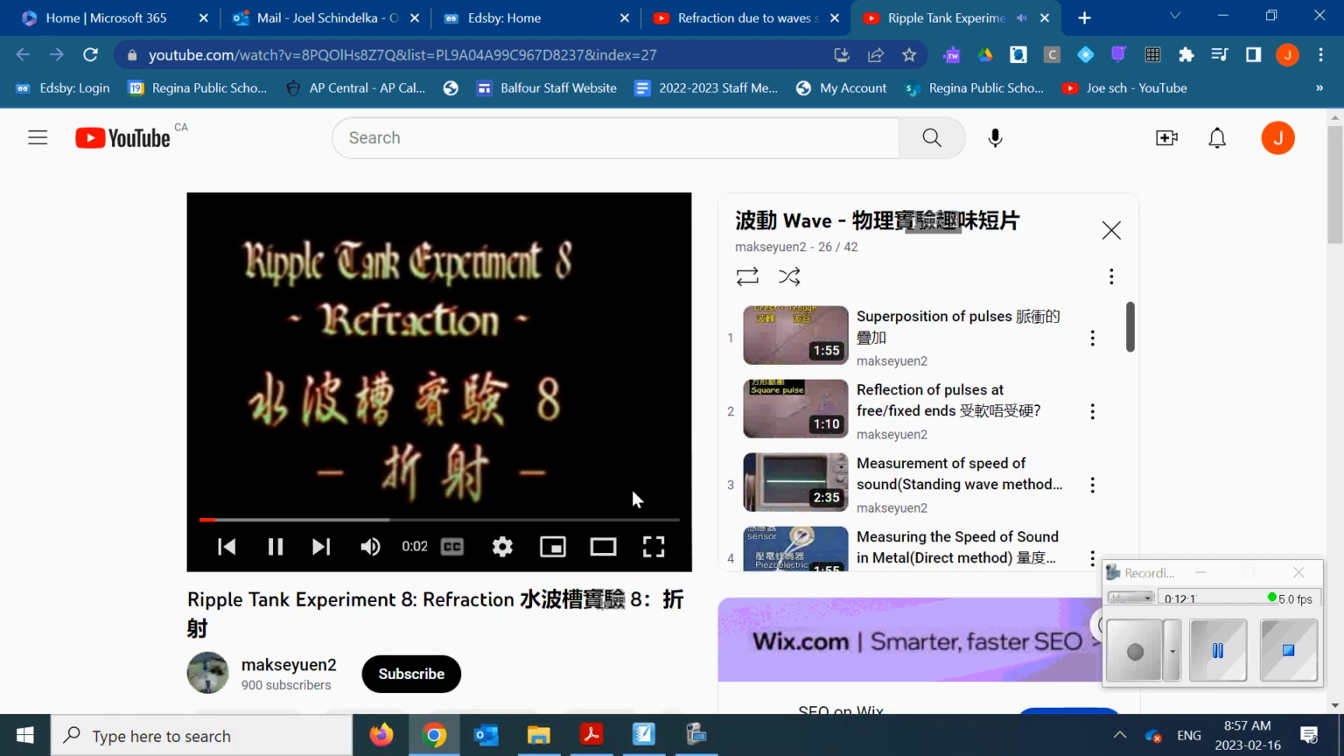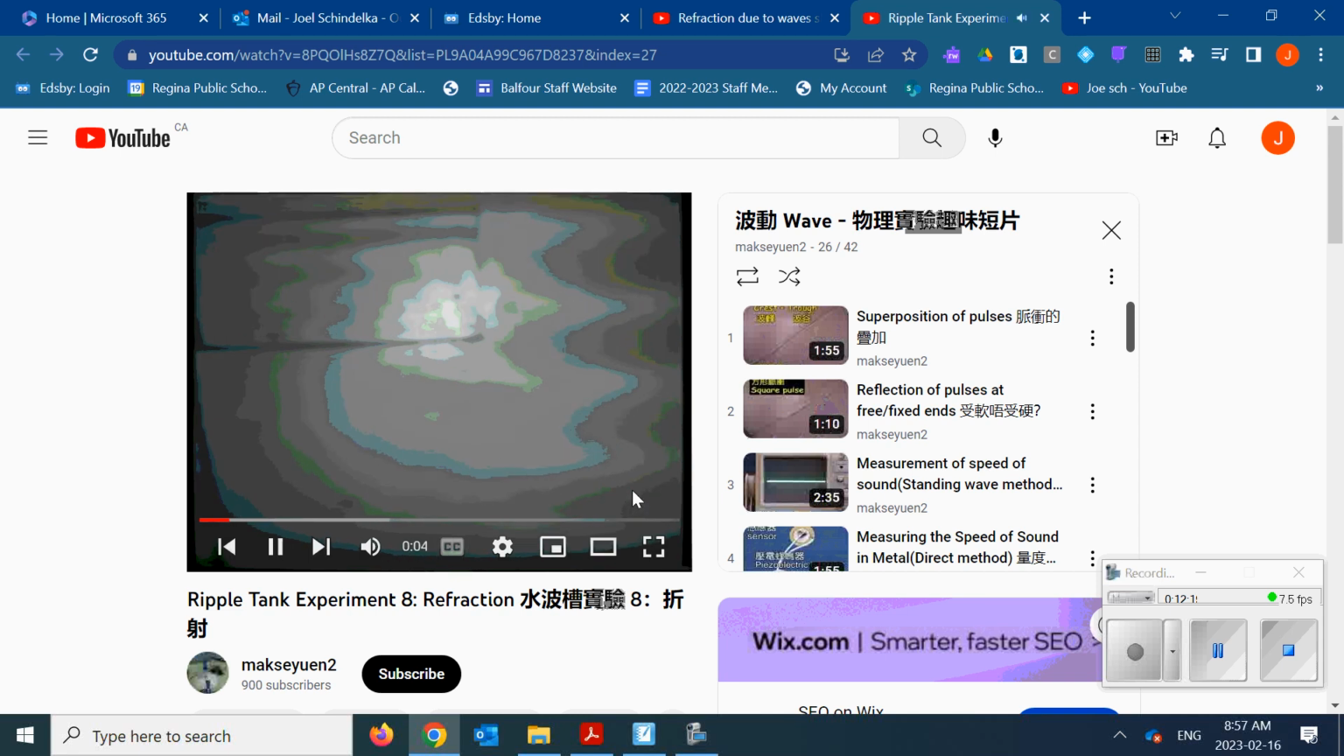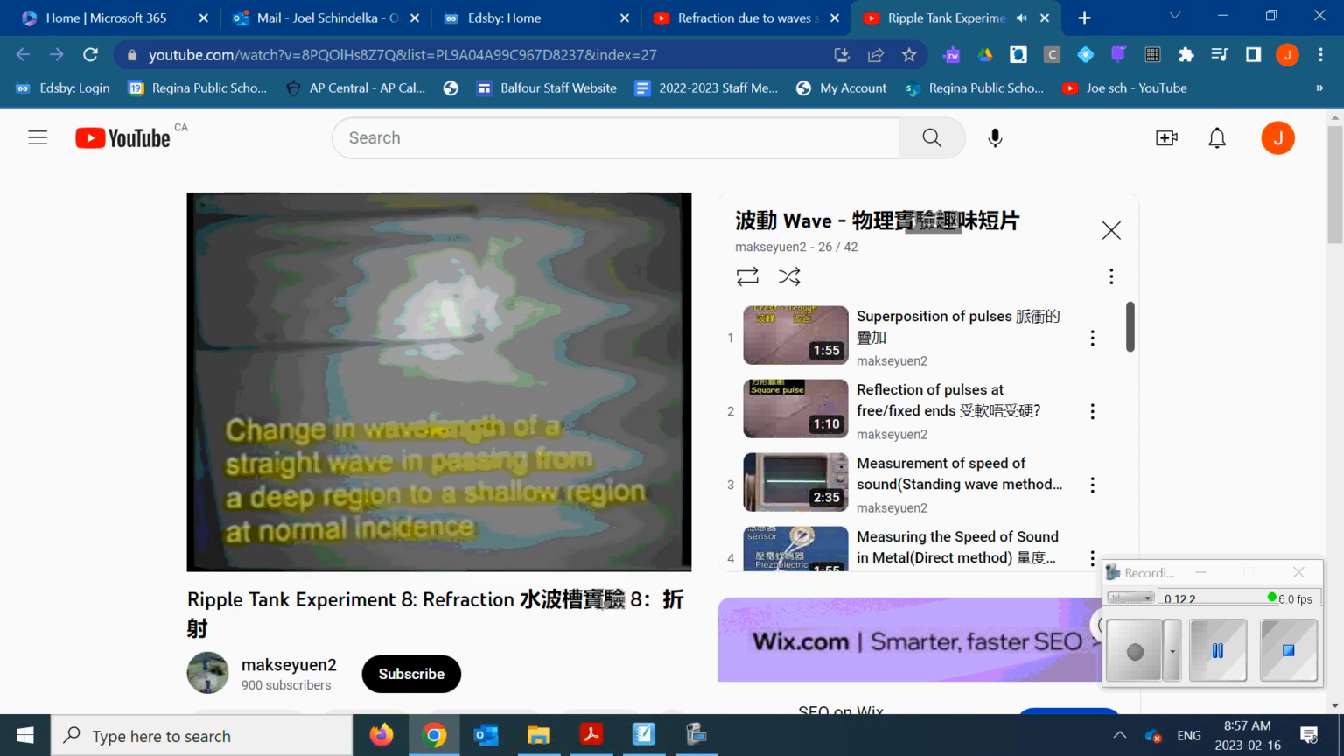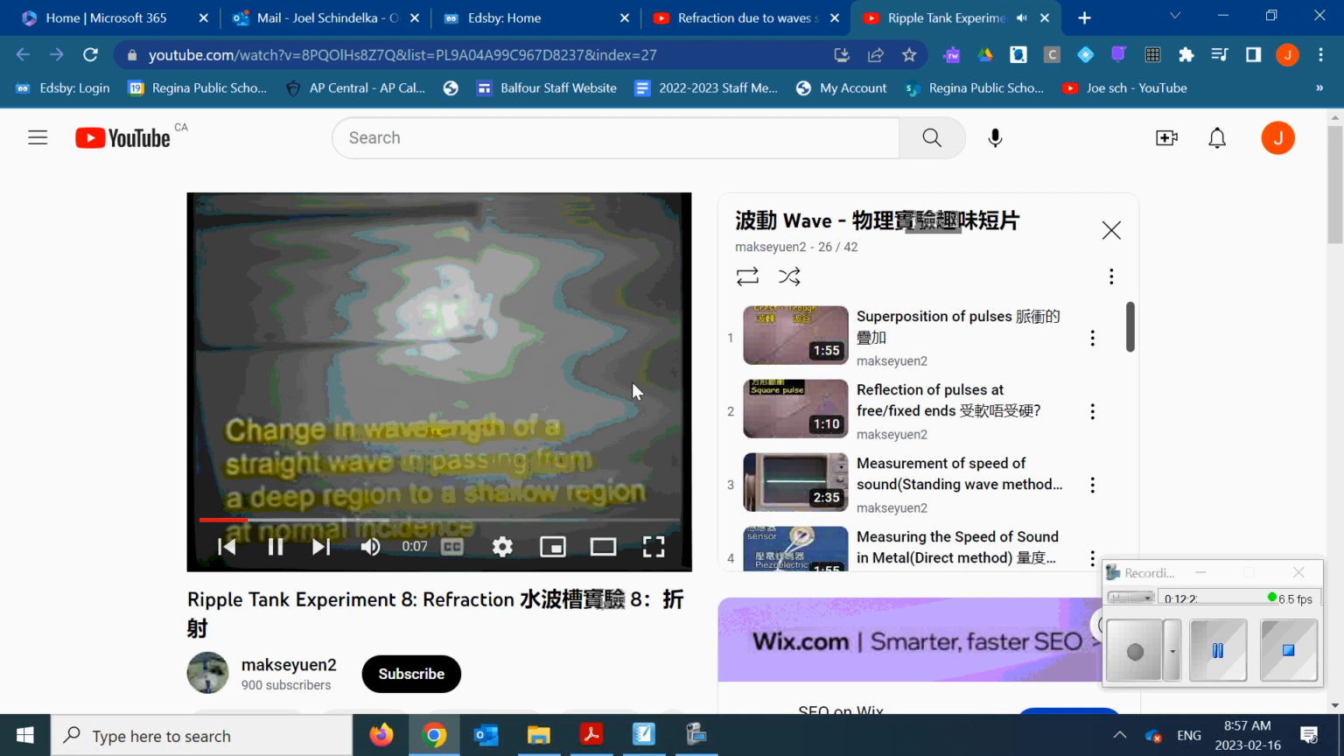Now this one I will take the volume off because we won't understand it. But this is actual wave tanks.